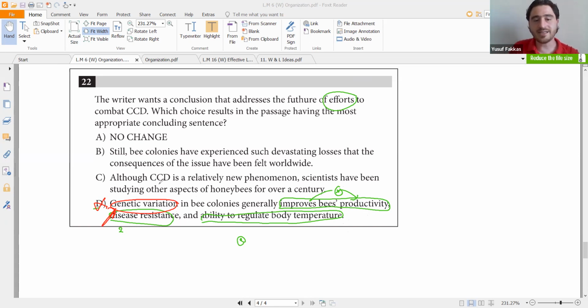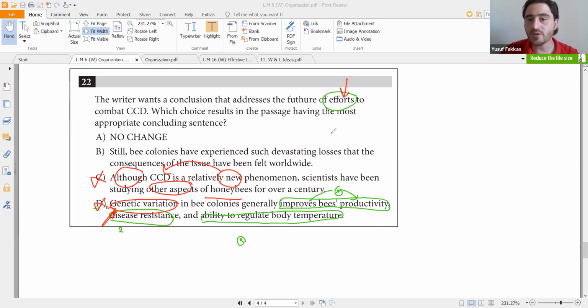C says, although CCD is a relatively new phenomenon, so they are telling us that this disease is new. Despite that, scientists have been studying other aspects of honeybees. Okay, where are their efforts in fighting the disease? They are doing what? They are studying other aspects of what? Of honeybees for over a century. Okay, good. They've been doing a lot of work and study and research on honeybees for over 100 years. But what are the efforts? Nothing mentioned, so C is wrong.